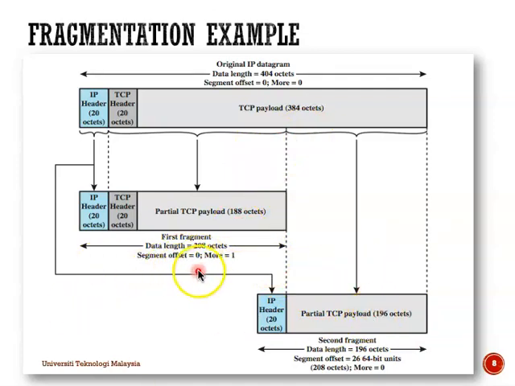In terms of flags, for the first fragment, the more flag is set equal to 1 because this is the first fragment. It means that there is another fragment that will be arriving at the destination. For the second fragment, the more flag is set equal to 0 because this is the last fragment. So when the receiver receives both of these fragments, it knows that no more fragments will be arriving.